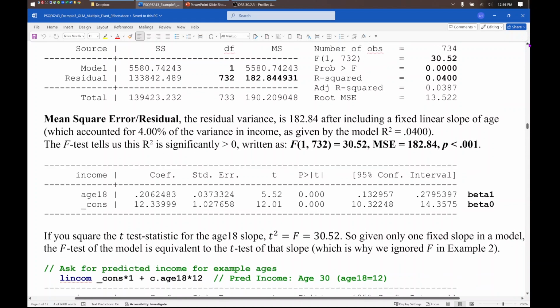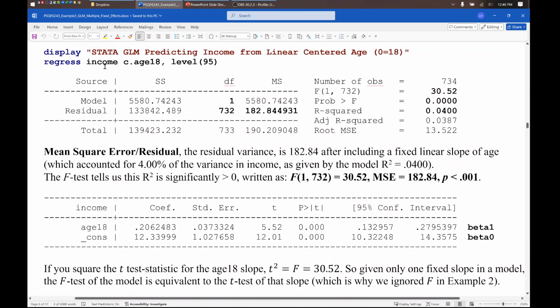So regress is the command we're using. Income is the name of the variable that is being predicted. And then I have c dot as a prefix indicating that I want this variable to be treated quantitatively. This isn't always necessary, but it is sometimes, and so I've gotten in the habit of just always doing it so that I don't have to worry about it. Age 18 is the name of my new predictor.